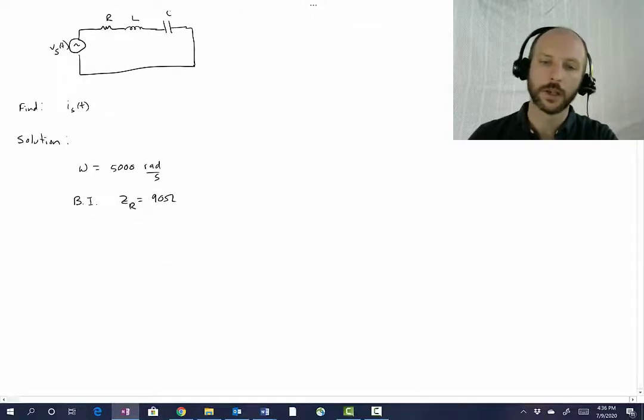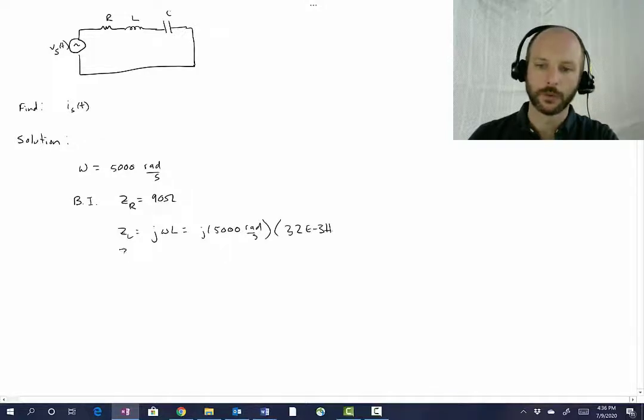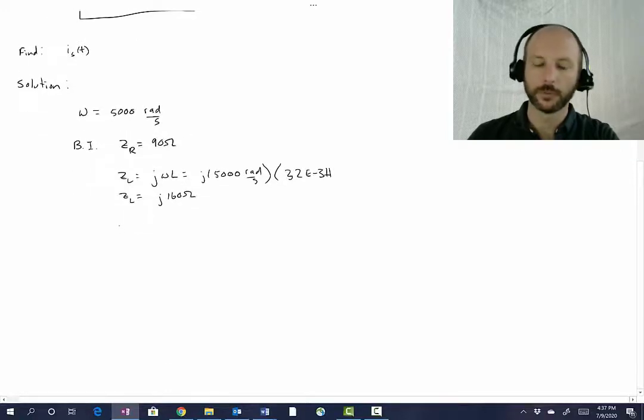No math needed. For the inductor, however, we have a formula. It is j, the imaginary number, times the angular frequency times L. j times 5000 radians per second times 32 millihenries. Milli is e to the minus 3. So j omega L gives you the inductive reactance, and for this problem that's j160 ohms.